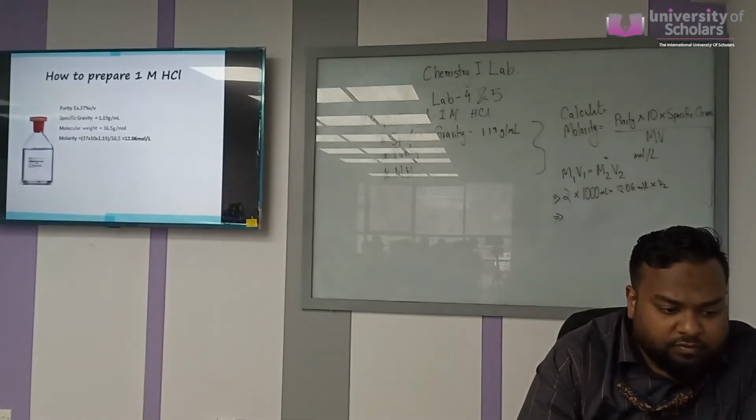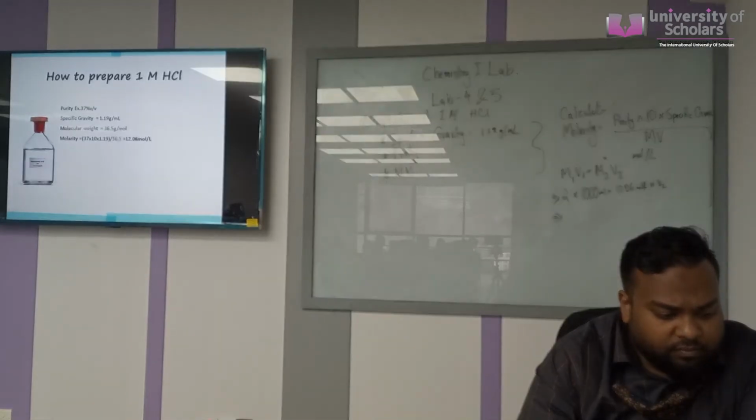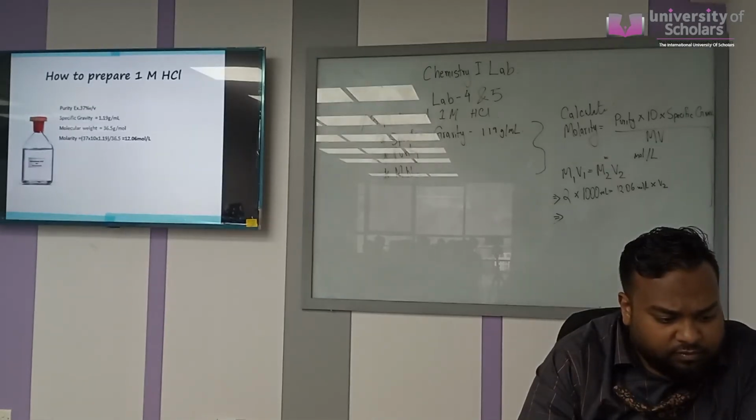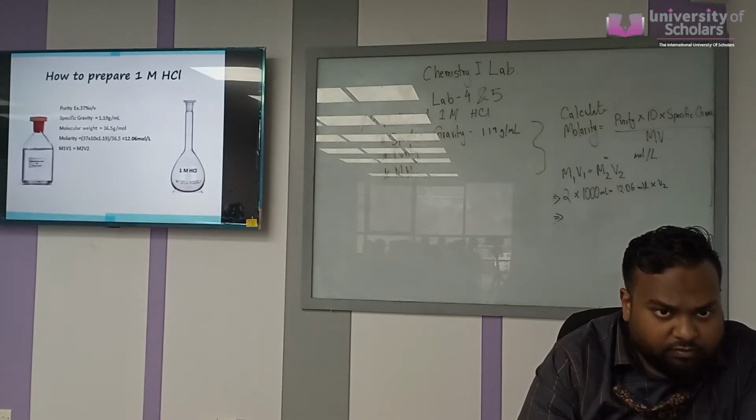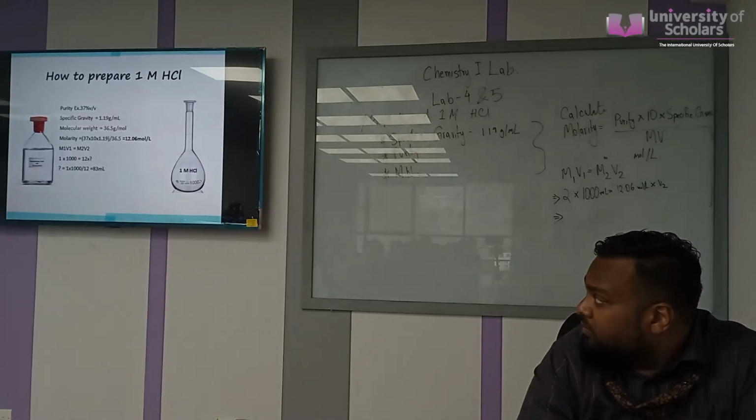Once you know the molarity of concentrated hydrochloric acid, it is easy to calculate the liquid volume to be transferred, using the equation M1 V1 equals M2 V2. M1 is the concentration of the final solution, that is 1 mole per liter. V1 is its volume. M2 is the concentration of the stock hydrochloric acid, and V2 is the liquid volume to be transferred. Enter all these values in the equation, and we can get the volume to be transferred.